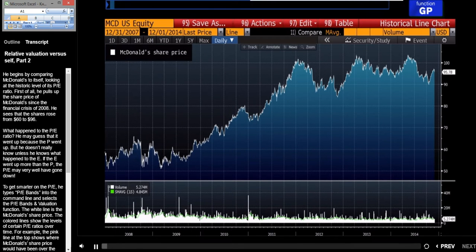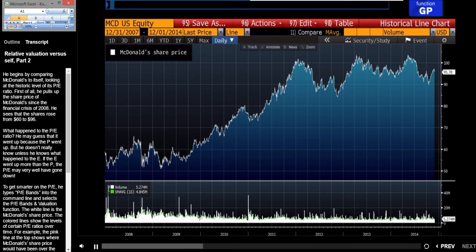He begins by comparing McDonald's to itself, looking at the historic level of its PE ratio. First of all, he pulls up the share price of McDonald's since the financial crisis of 2008. He sees that the shares rose from $60 to $96. What happened to the PE ratio? He may guess that it went up because the P went up, but he doesn't really know unless he knows what happened to the E. If the E went up more, then the PE may very well have gone down.